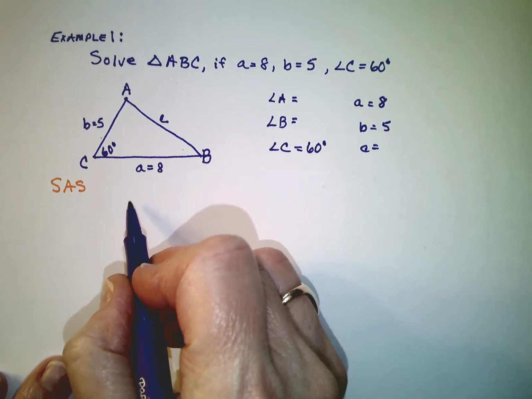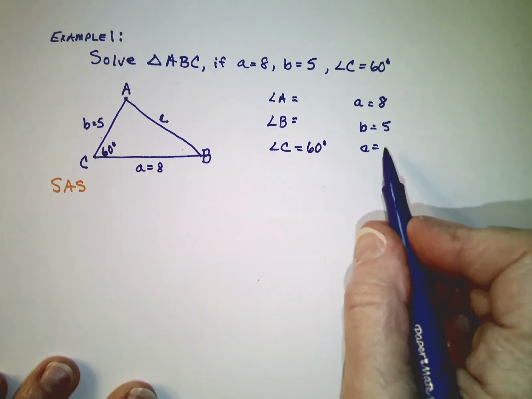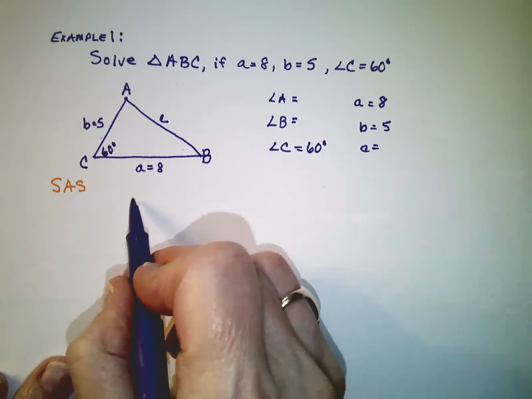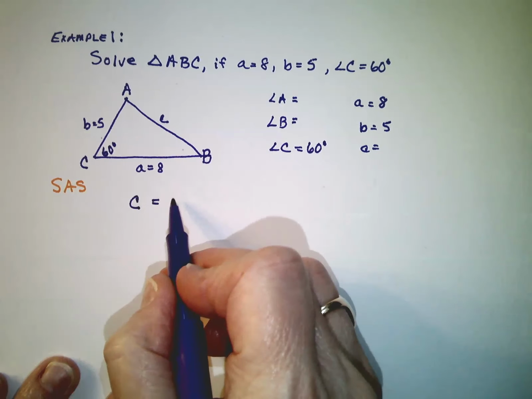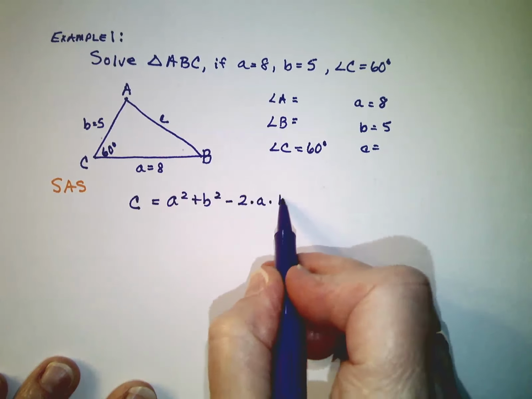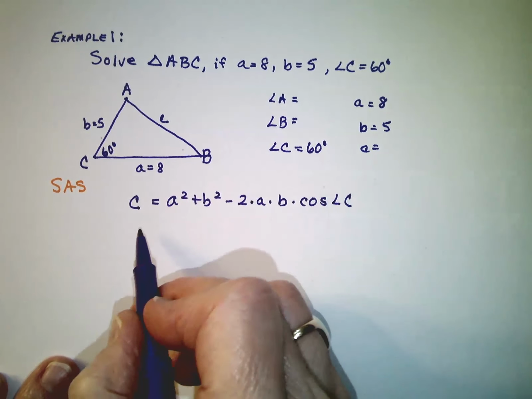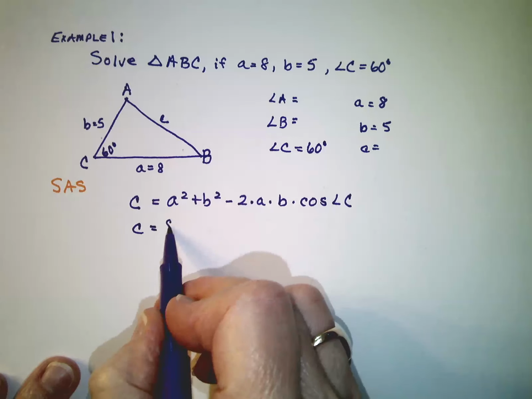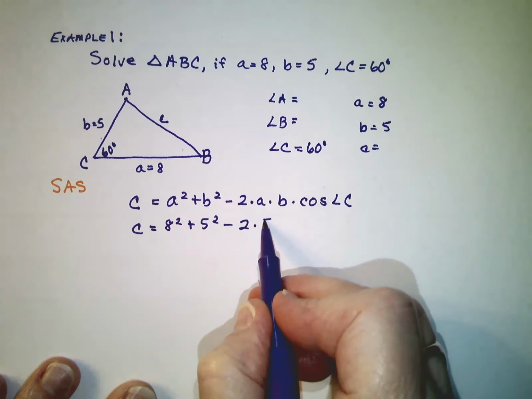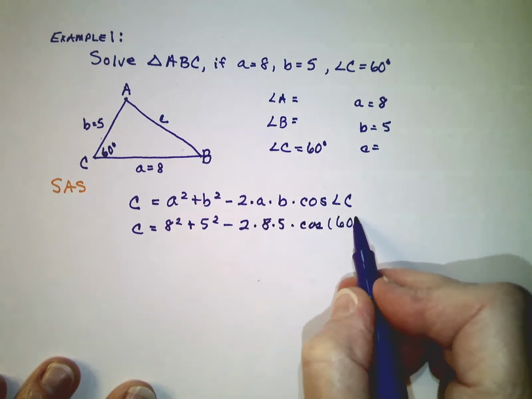So let's try the law of cosines. We do have angle C. So if we find the side opposite, then we'll know all the sides. So we could find side c by taking a squared plus b squared minus 2 times a times b times the cosine of angle C. And then fill in the parts we know. So we know that this is going to be 8 squared plus 5 squared minus 2 times 8 times 5 times the cosine of 60 degrees.